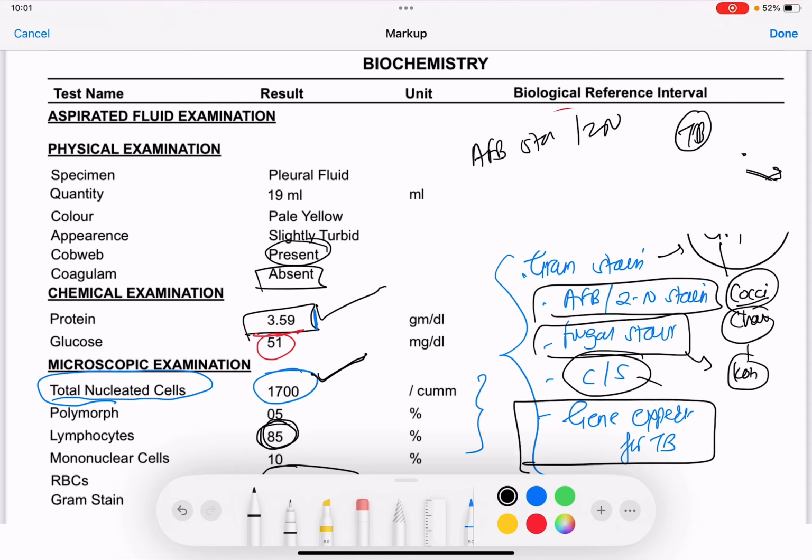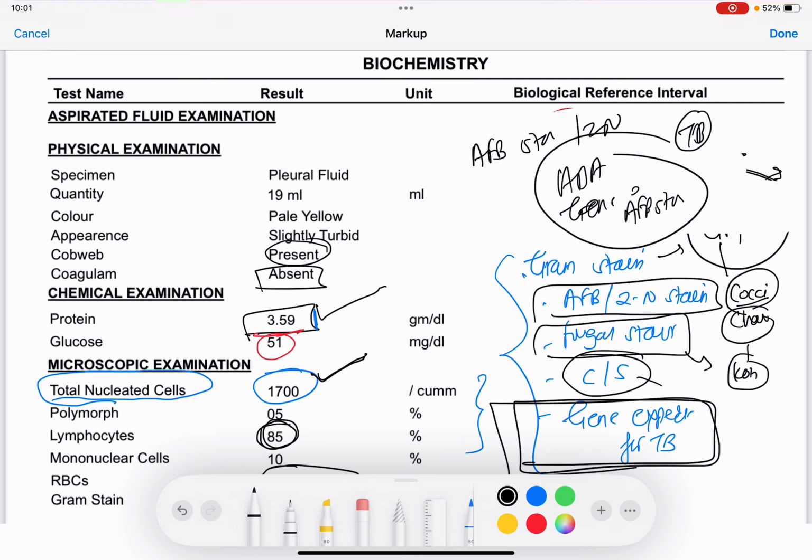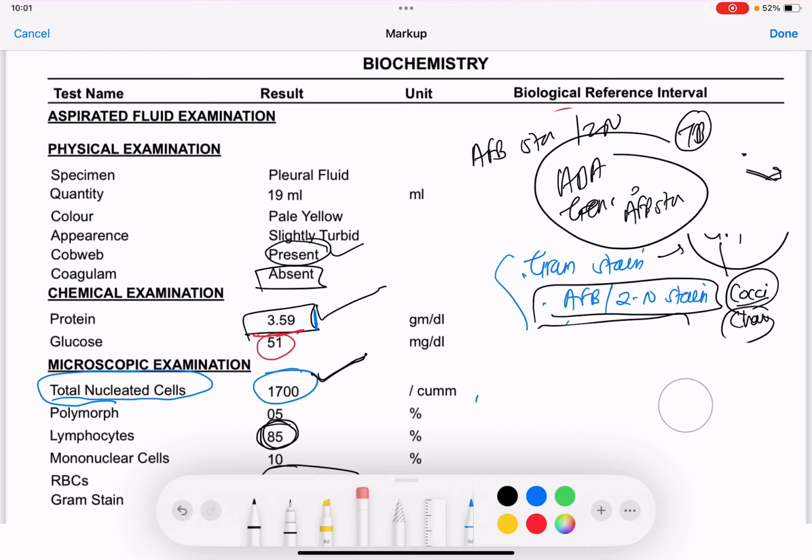And the most important is gene expert for tuberculosis, because ADA and AFB stain can definitely come negative, or they can be very inconclusive. But if gene expert is positive, then with the presence of cobweb and with appropriate history, the patient can definitely be started on anti-tubercular drugs.